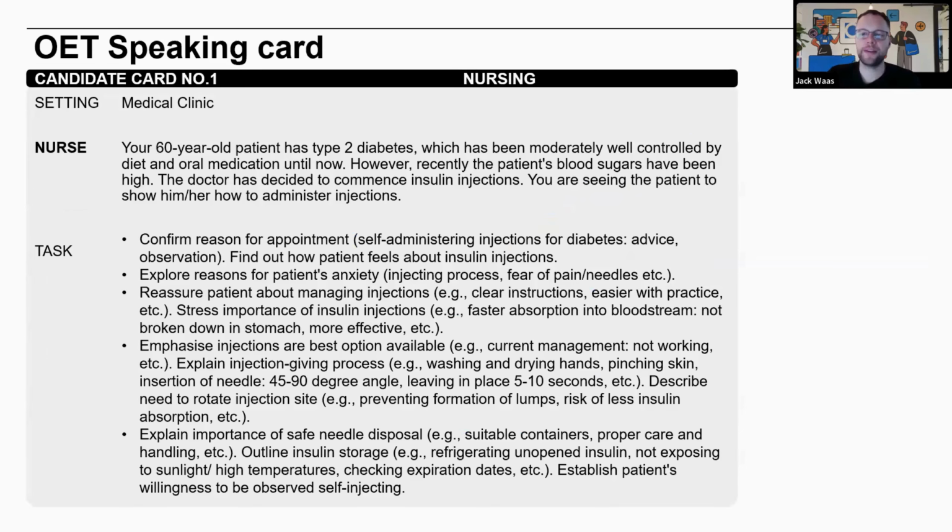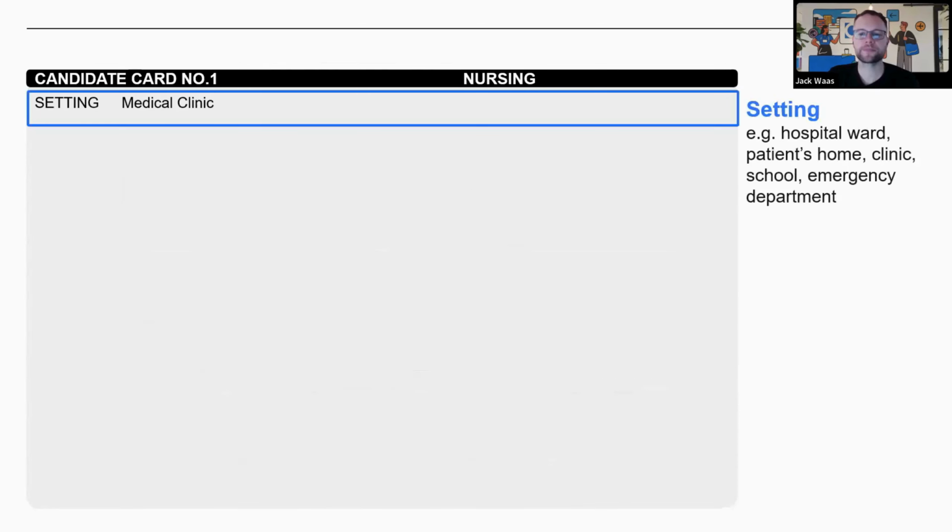Now that we've covered the basics of OET speaking, let's take a closer look at the role cards. Each role card has 3 sections. The first section is the setting, which gives you clues about the conversation. Is this a routine or emergency health issue? Is the patient at home, visiting a hospital, or at a clinic?